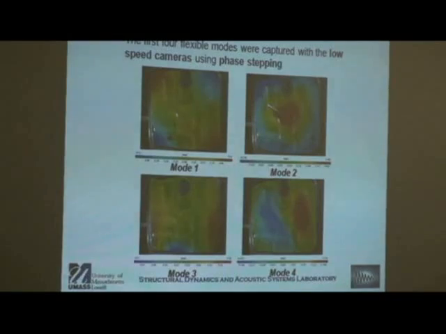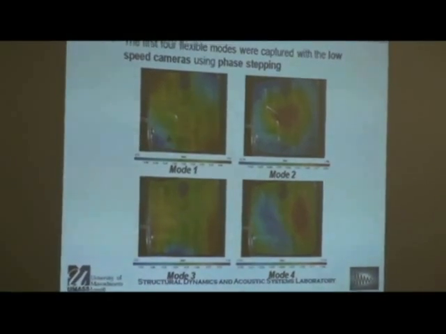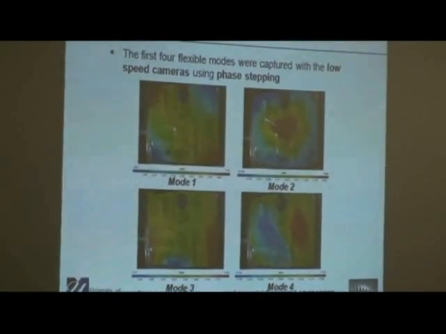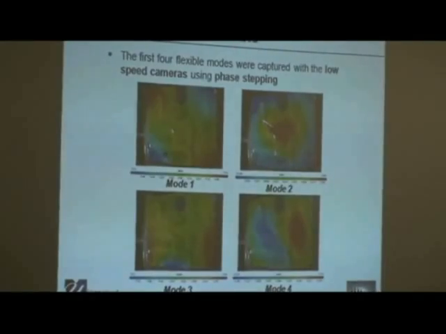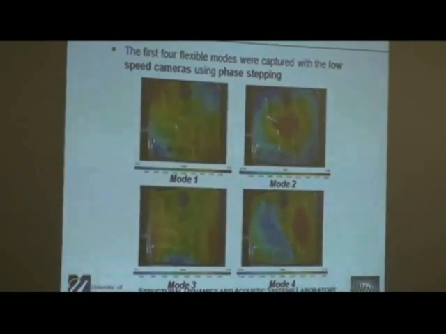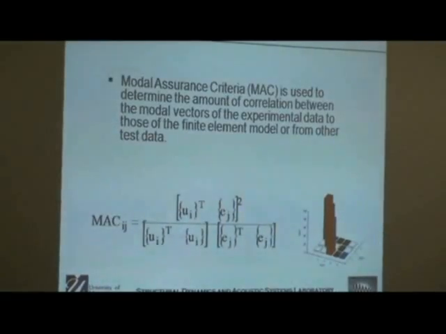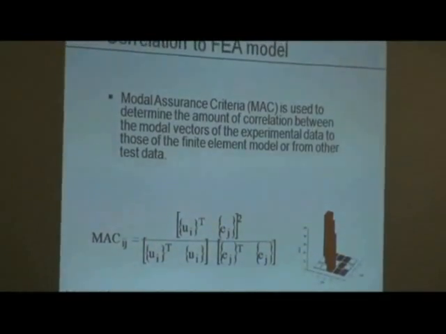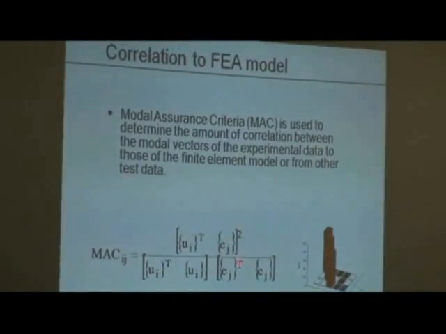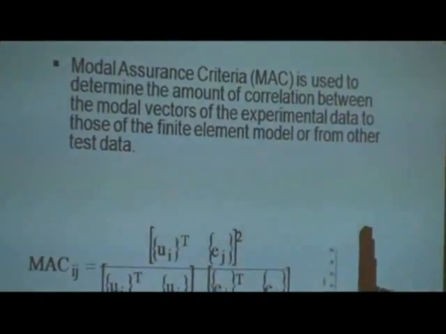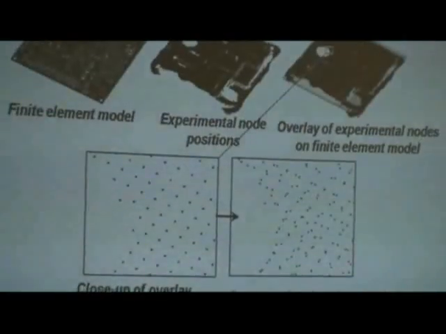So this graph shows that we were comparing a low-speed camera technique using phase stepping with high-speed cameras. We got basically the same result for the different modes of vibration. How we compared that was using the modal assurance criteria. That's the equation for it. I'm not going to go into details about that, but it's a way to compare.